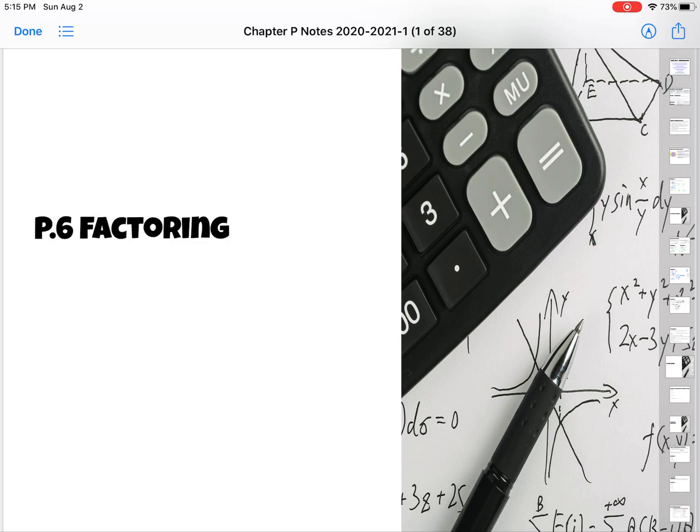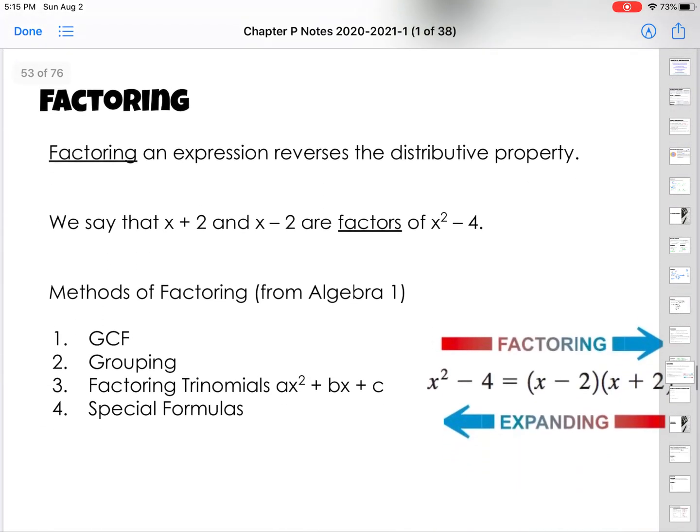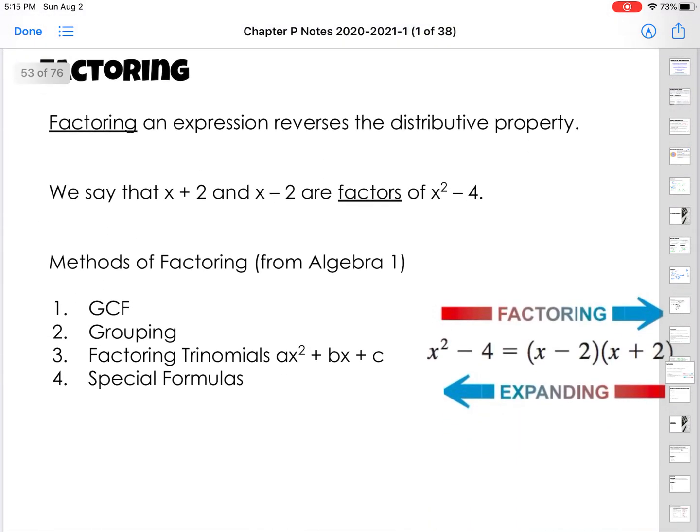P.6 Factoring, everyone's absolute favorite algebra topic. Factoring an expression reverses the distributive property. So we say that x plus 2 and x minus 2 are factors of x squared minus 4. Factors are things that we multiply together.